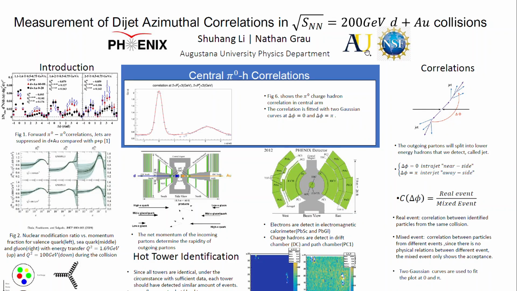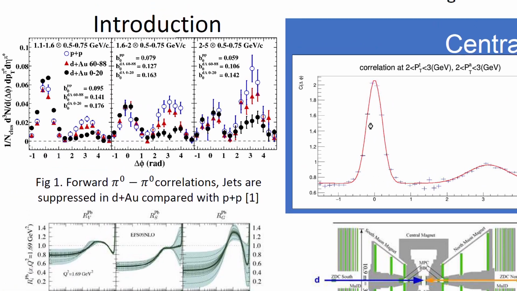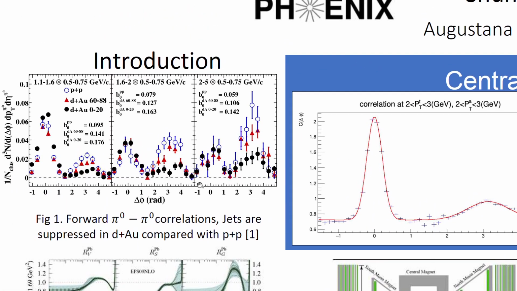This research is about the measurement of di-jet azimuthal correlations in 200 GeV Deuteron-Gold collisions. And here's some background information. This plot is the forward pi0 correlation functions using Deuteron-Gold data over here compared with the proton-proton data over there. You can see the paired particle production yield is suppressed for the Deuteron-Gold data.